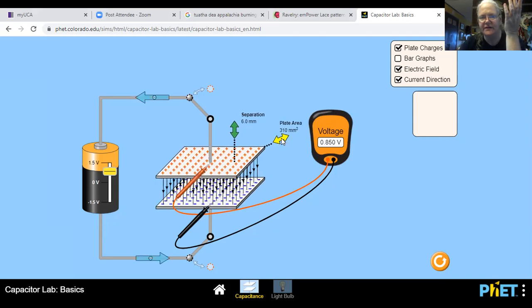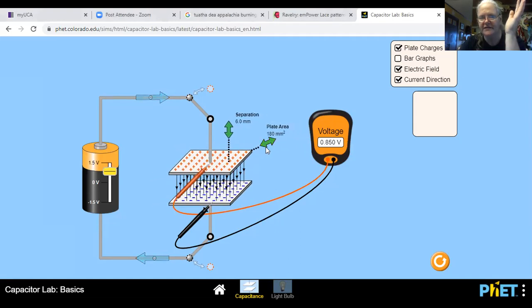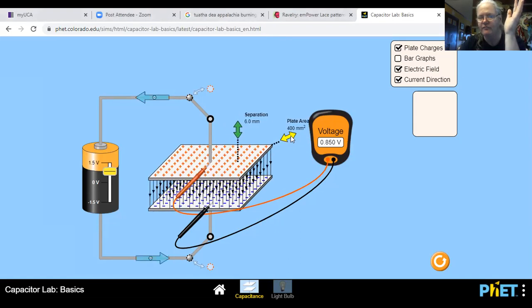Well, one of the things I can do is I can make my plates, well, I shouldn't say that. If it's hooked up to a battery, its voltage is its voltage. You can't change that. So when I set it on 8.85 volts, I do that. But if I increase the plate area, I can store more charges, okay? I can store more charges because now I have more room and my electric field will get stronger.